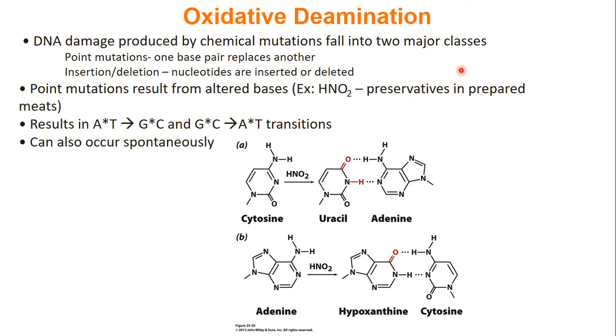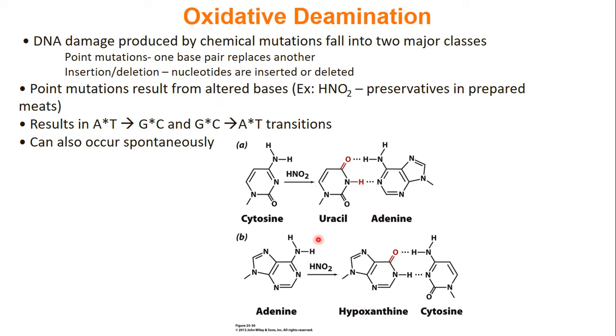Next type of damage we're going to look at is oxidative deamination. When we're talking about DNA damage and mutations, we have two main classes that we want to talk about. Point mutations: a point mutation is where one base is changed into another. And insertion or deletion: new nucleotides are inserted into the sequence, or nucleotides are deleted from the sequence. So we're going to look at point mutations, and point mutations result from one of your bases being altered.